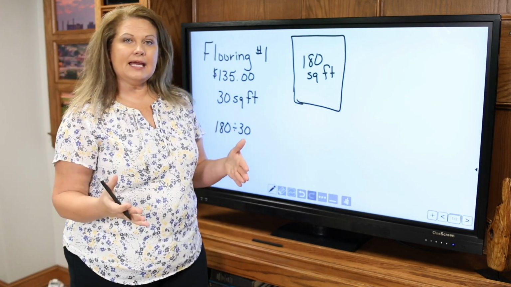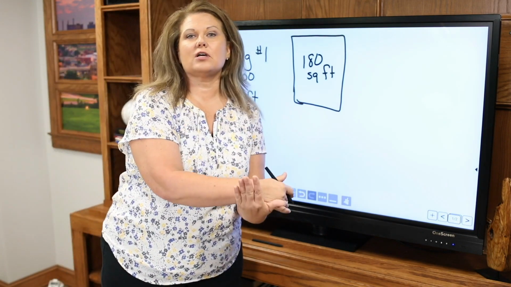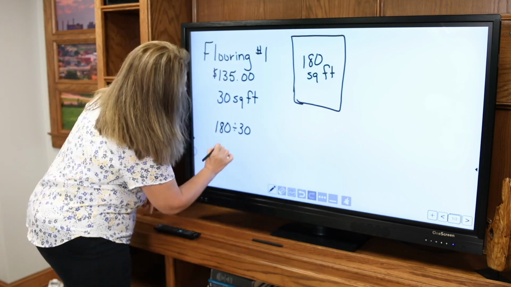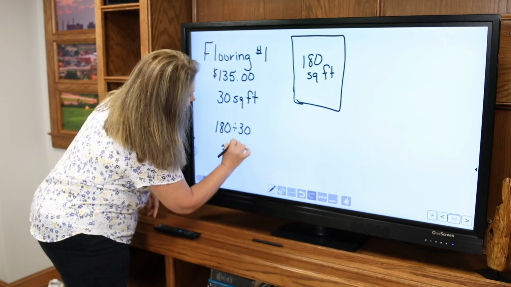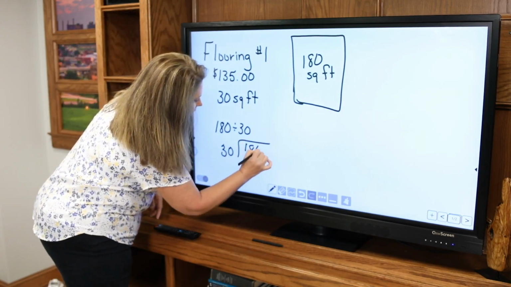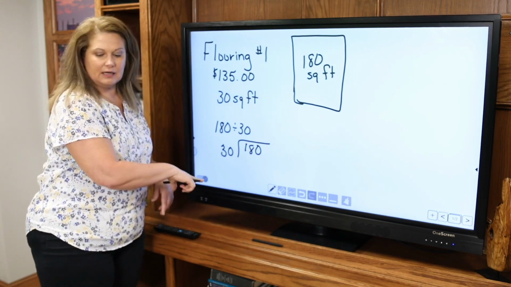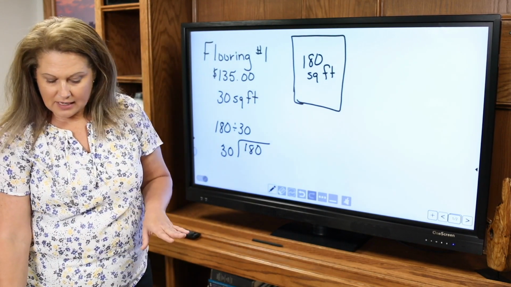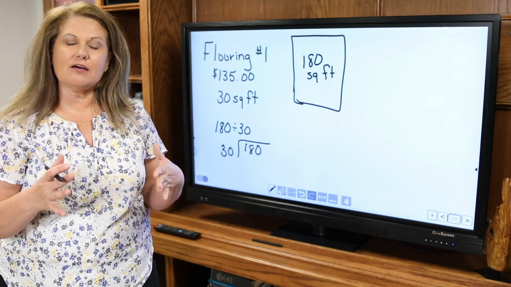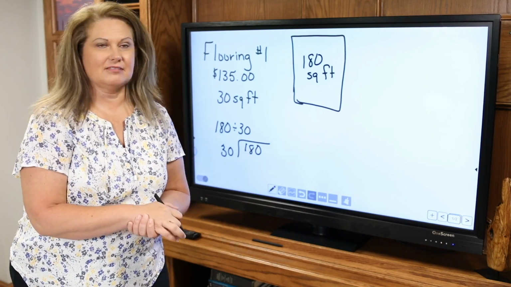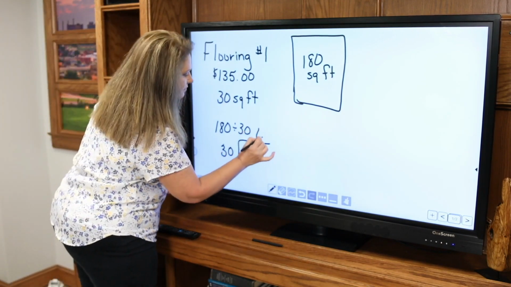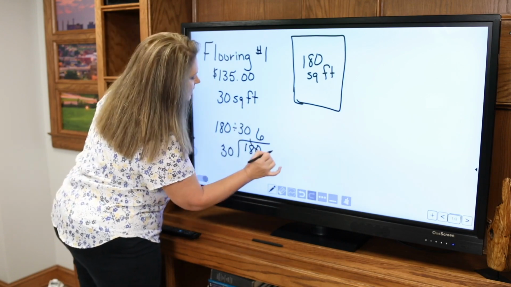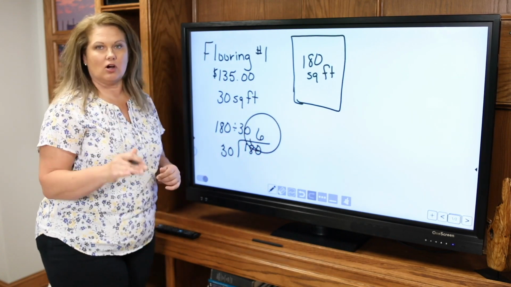If I'm doing it by hand, remember my divisor goes on the outside. So I'm going to say 180 divided by 30 written like this. Now I've already done the math and it comes out nice and even. You need 6, okay? So we need to purchase 6 cartons.